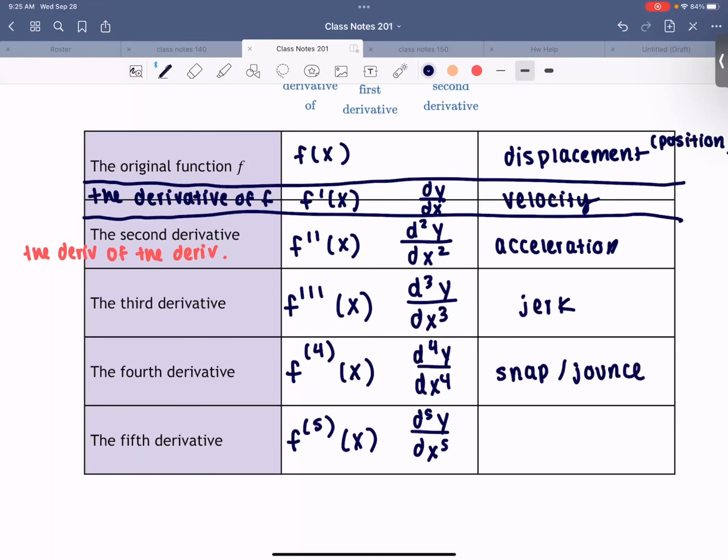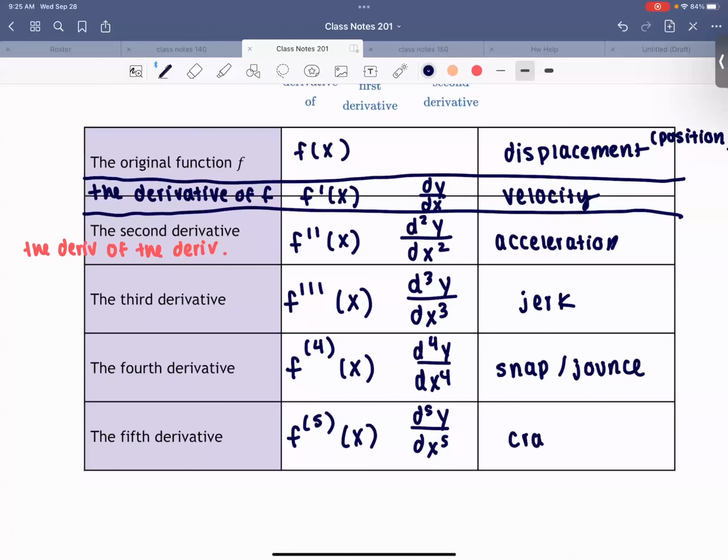So whenever you're asked to find the snap of something at a specific point in time, you're finding the fourth derivative. Anyone know the fifth derivative? The crackle. What about the sixth derivative? The pop, good. So I just think it's kind of fun. Normally we deal with the original function through the third derivative. We usually don't go up to higher order derivatives than that, but we do have some names for them.